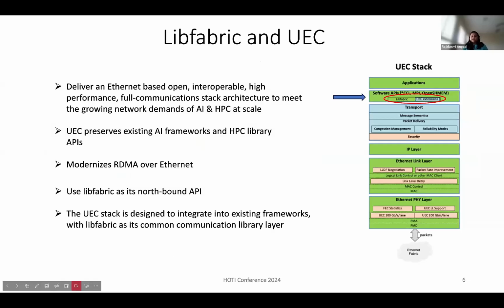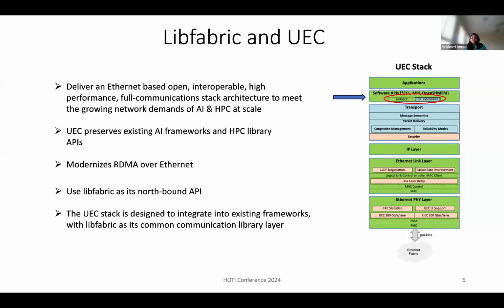Let me shed some light on UVC. UVC is Ultra Ethernet Consortium, and it uses Libfabric as its northbound API. The goal of the UVC is to optimize HPC and AI workloads, and UVC wants to modernize Rocky. It is accomplishing all of this by lowering the latencies and enabling higher network bandwidth utilization.